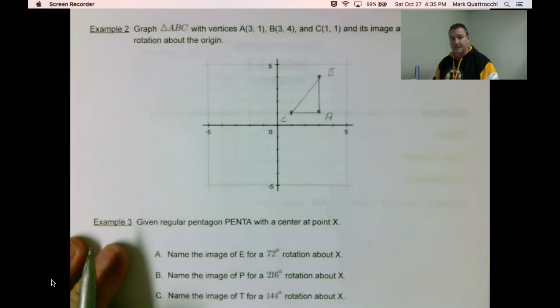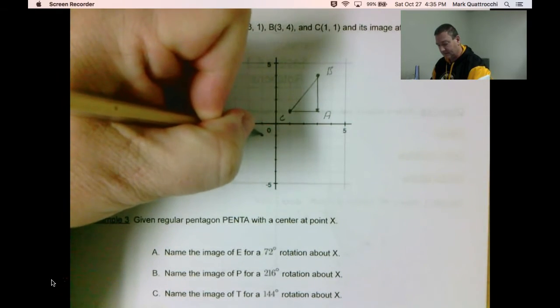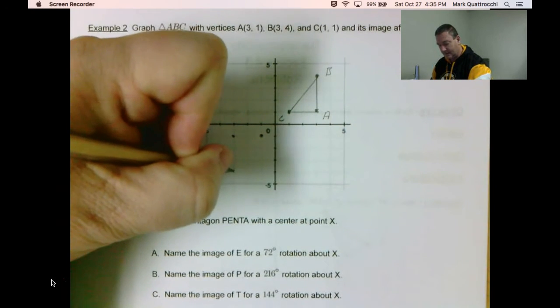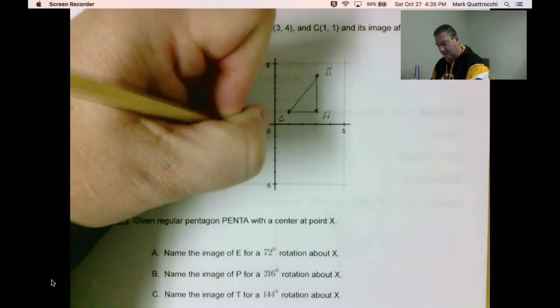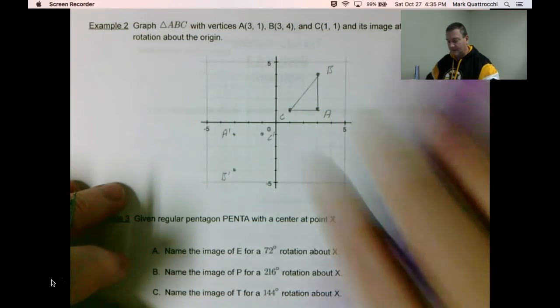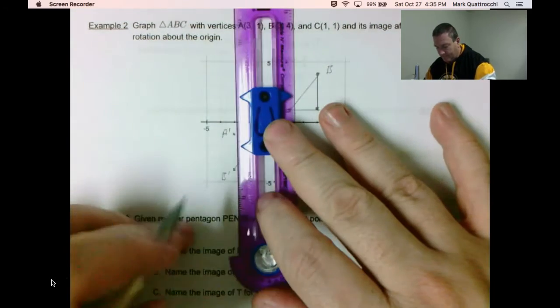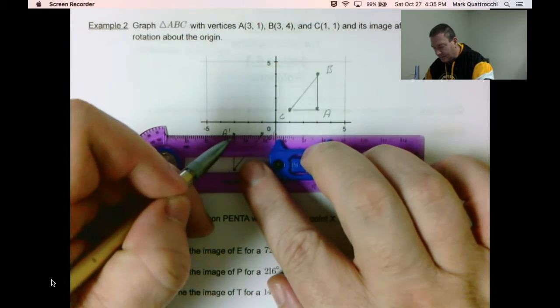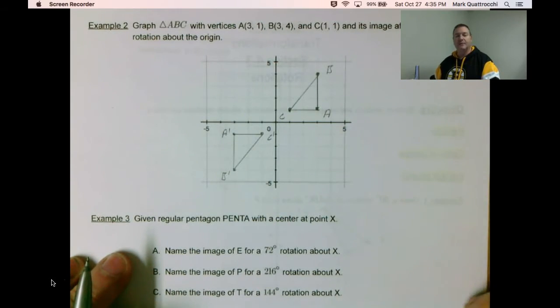So when I go back to the original orientation, like this, I can plot these. There's C, there's A, there's B prime, A prime, C prime. Connect them. And here is my image, triangle A prime, B prime, C prime.